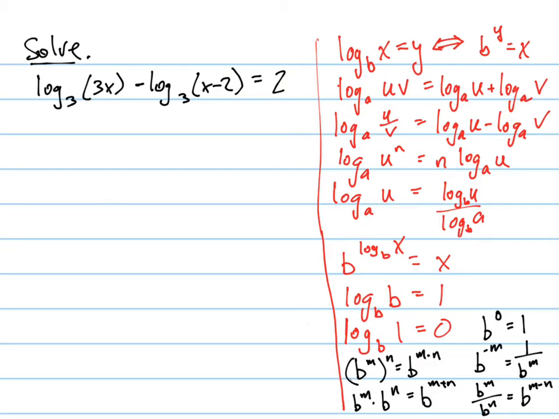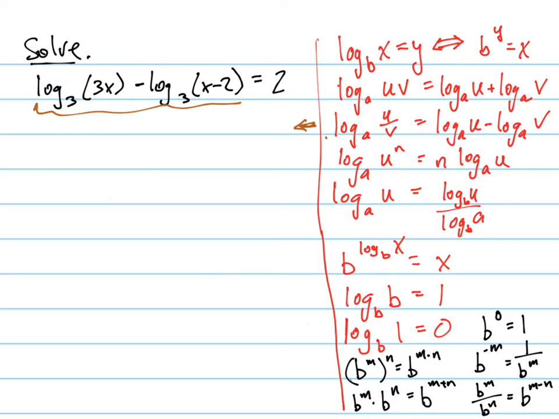So let's try this problem. We're going to solve this. To solve it, look at all our properties to the right. We're going to use this property right here, and we're going to use it in this direction to condense these two things into one. Because remember, when we're trying to solve for x, what we're really trying to do is get x by itself. Ultimately, we're trying to get x by itself.